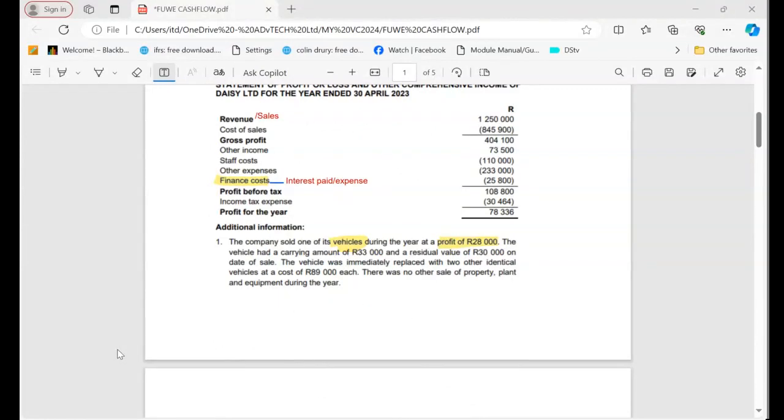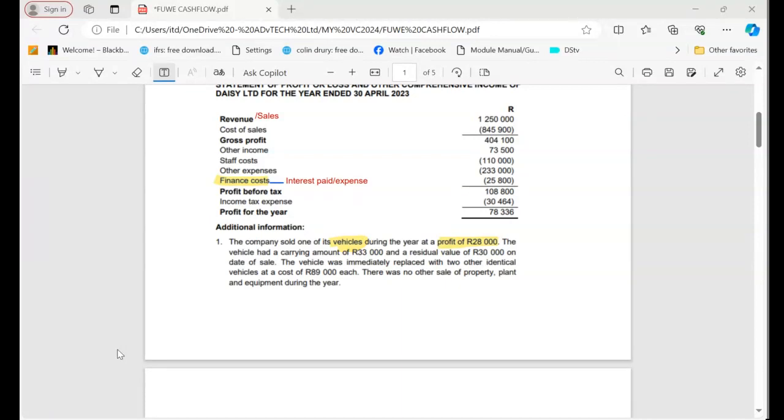They say the company sold one of its vehicles during the year at a profit of 28,000. The vehicle had a carrying value of 83,000 and a residual value of 30,000 on the date of sale. Remember, residual value is like when you buy a car, sometimes there's a balloon payment. It's used to calculate what we call the depreciation.